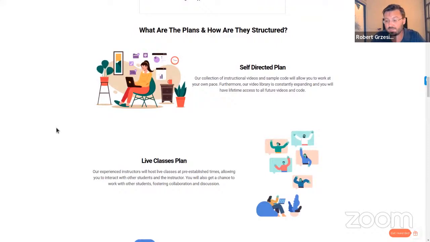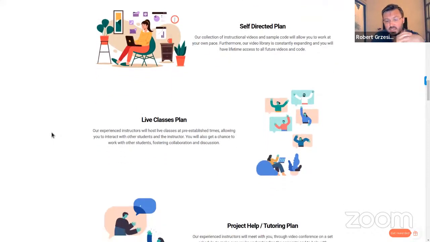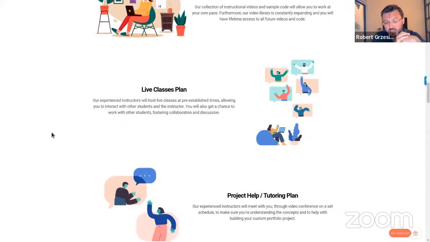We have different course plans. We have 3 course plans: a self-directed plan, a live plan, and a little lower, we have a project help and tutoring plan.